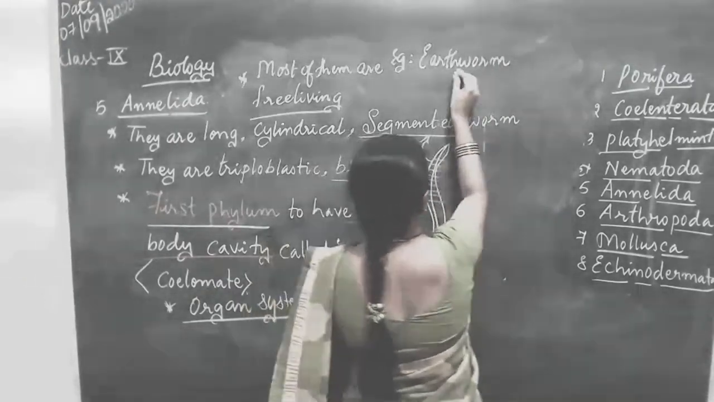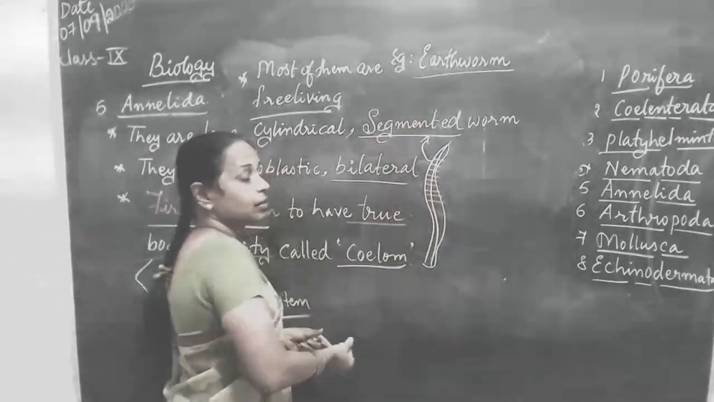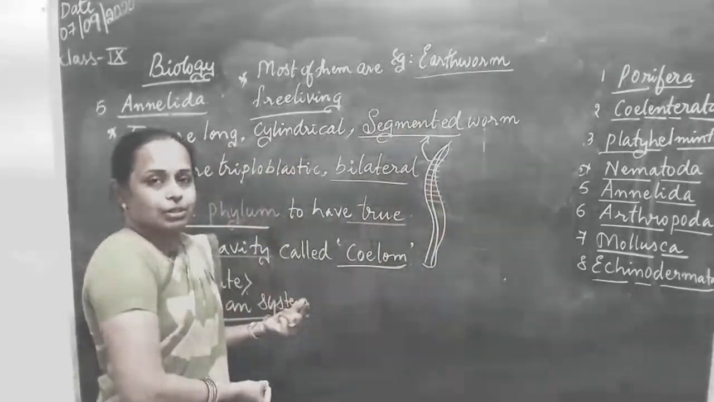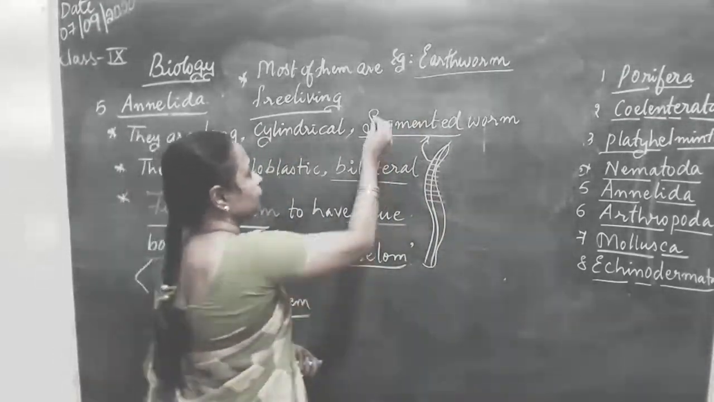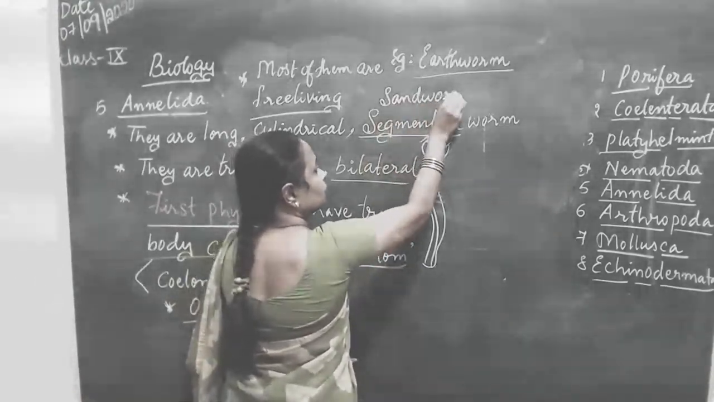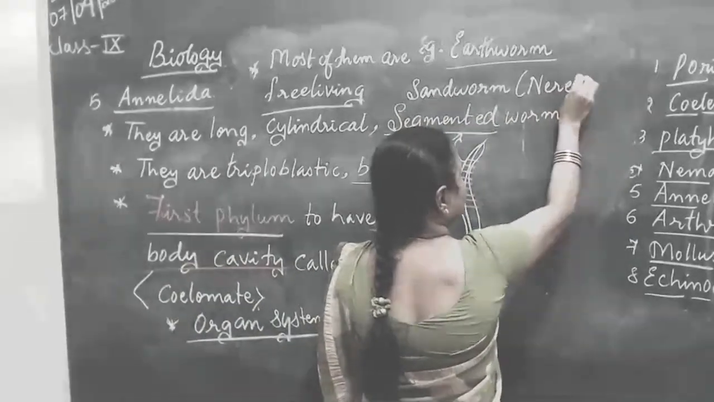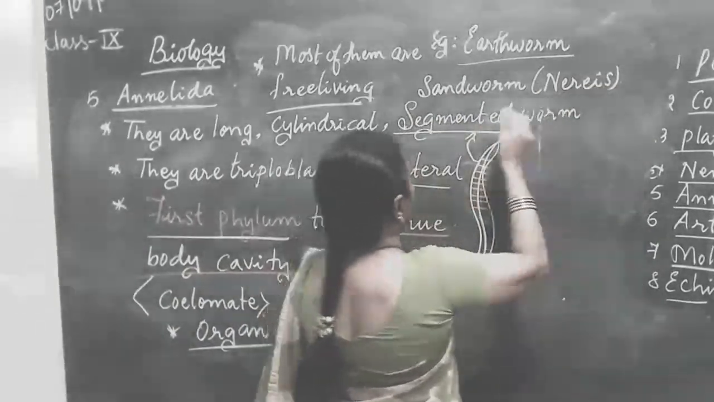Earthworm is commonly called the farmer's friend. It is also called the nature worm because it makes the soil fertile. Then you have the sandworm. Sandworm is also called Nereis.